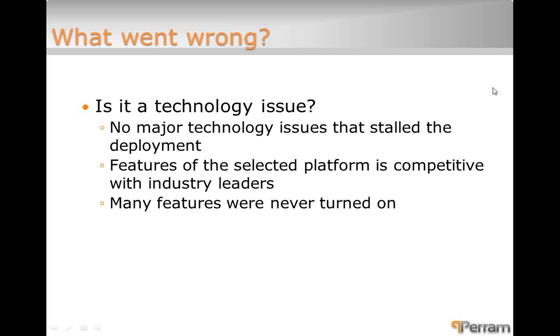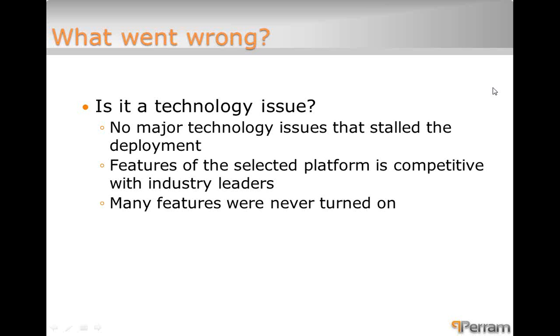And for the most part, while every system's a little bit different, they all do a lot of the same thing. So generally, we find that the features that are available in the technology that was deployed or is being deployed is still competitive. So that's not really where we went wrong.